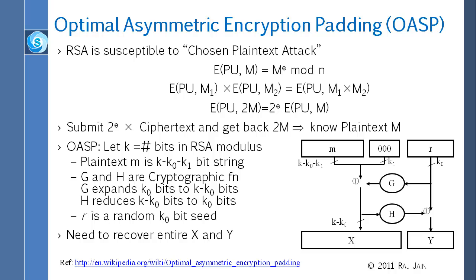You take this seed, expand it to k minus k naught bits and XOR it with the message, and that gives you x. And you take this x part and compress it using the h function, and XOR it with the seed to get y. You don't send out r or m or zeros or anything like that. You just send out x and y.